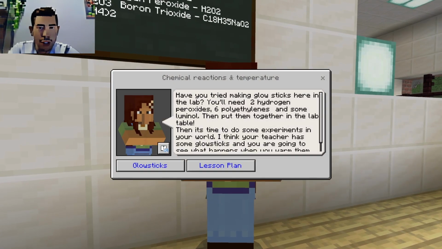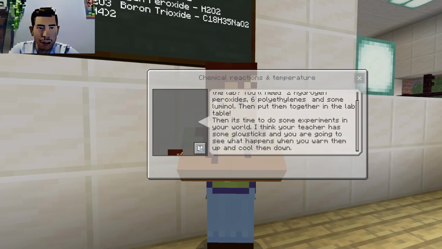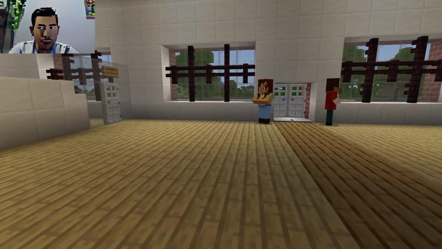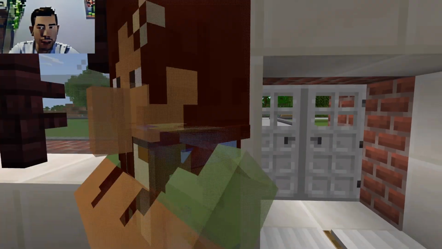Have you tried making glow stick here in the lab? Yeah, we have made the glow stick before. Yeah, thank you. But we'll make also the ones a bit later.